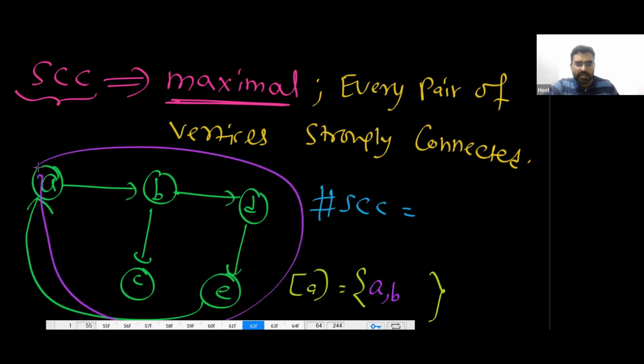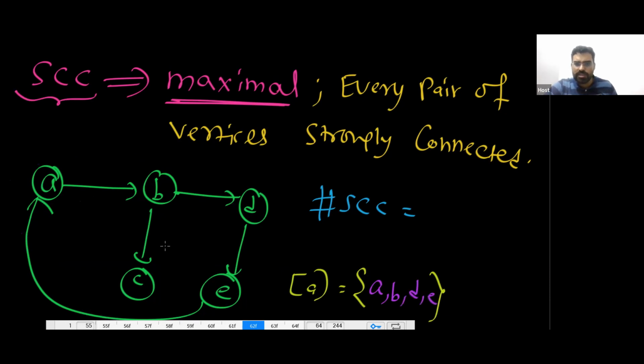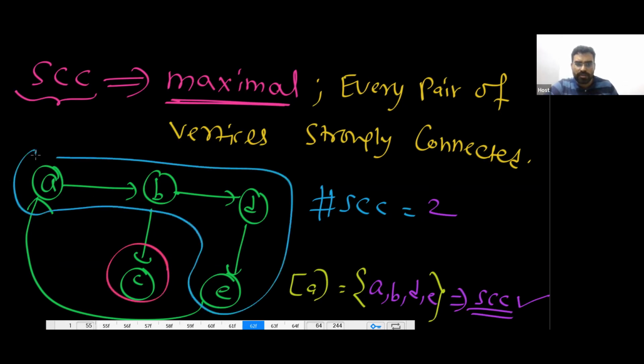So you can notice that these vertices A, B, D, E are strongly connected. This is a strongly connected component, and there is another strongly connected component, that is C. So this is a strongly connected component, and the remaining vertex is a strongly connected component. So this is your S1, this is your S2. The concept is very simple.